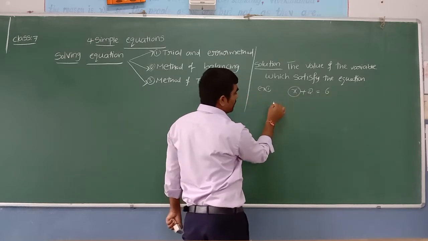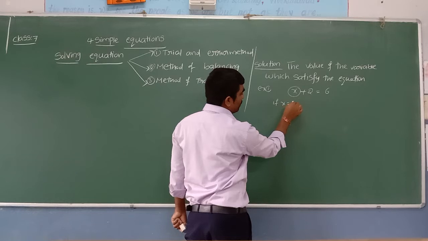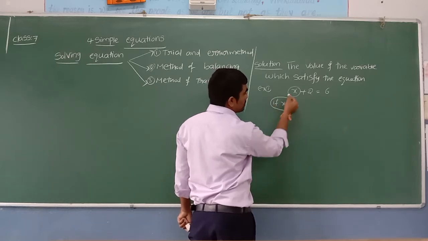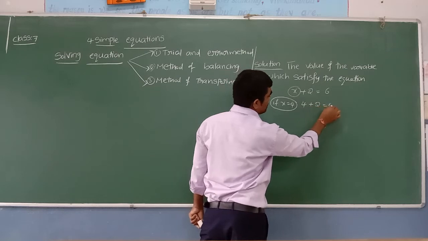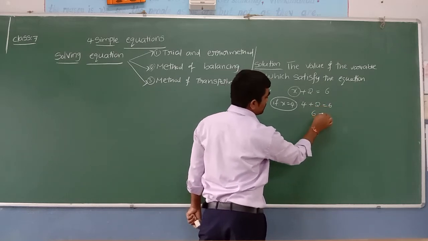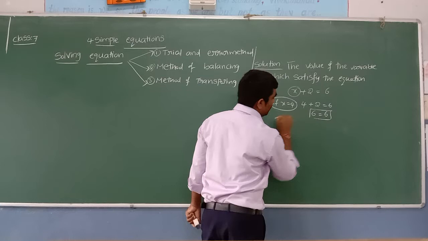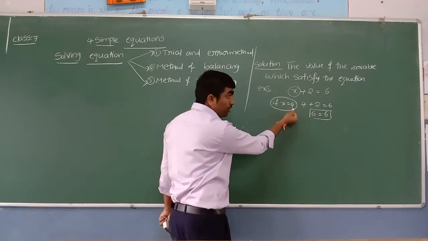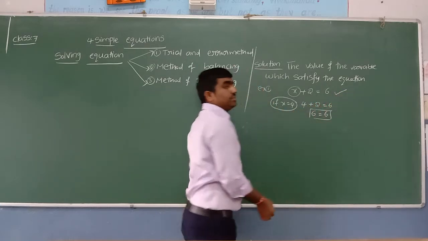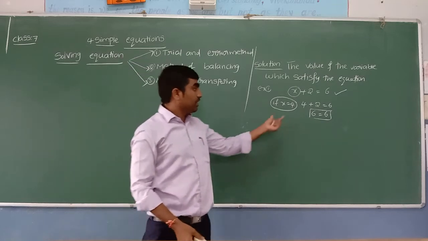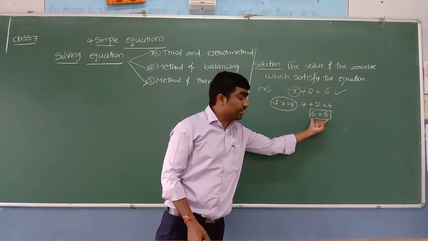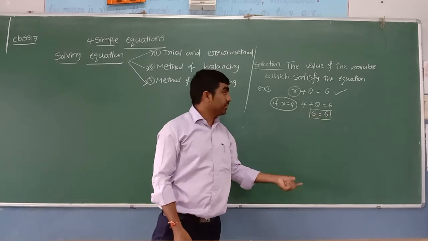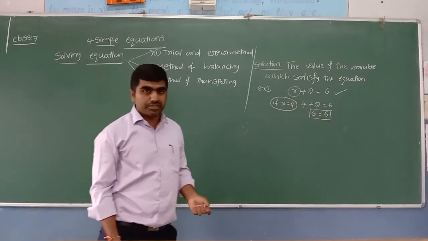Let me write here, if x is equal to 4, in the place of x take 4, 4 plus 2 is 6, 6 equal to 6. Now what can we say here? x is equal to 4 is the solution of this simple equation. Why? Because when I substitute x equal to 4, it gives both LHS and RHS equal, because of that it is called a solution.